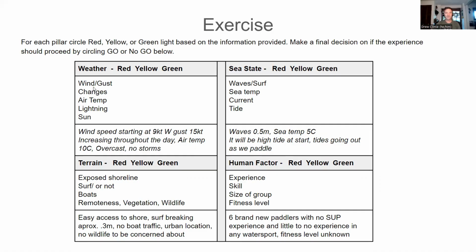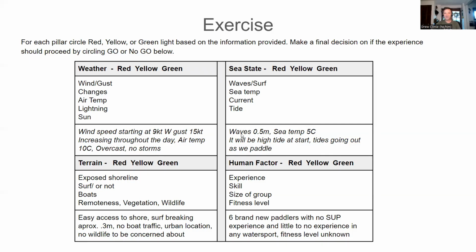So within weather, we're considering gusts, changes in air temperature, changes in wind gust, lighting, and sun. Under sea state, we're looking at waves, sea temp, current, tide, terrain, exposure to shoreline, surf or not, boats, remoteness, vegetation, wildlife, how many sharks are in the water? Just kidding. Human factor, experience, skill, size of group, fitness level. So these are the things that we're looking at when we're assessing our sea state, for example.